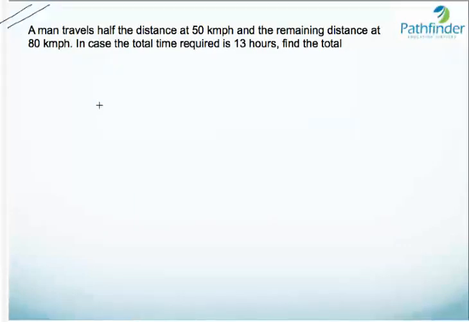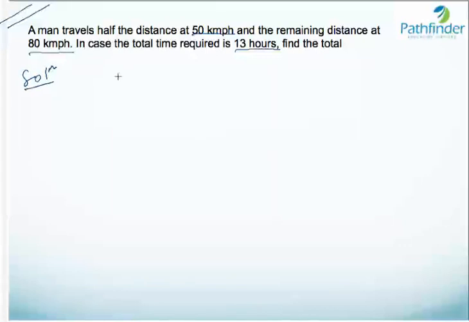making equations. This question says a man travels half the distance at a speed of 50 km per hour and the remaining distance at a speed of 80 km per hour, and the total time required is 13 hours. Now, how do you solve this question?